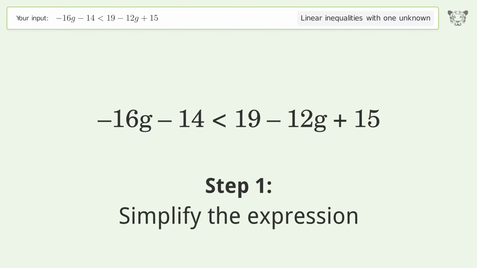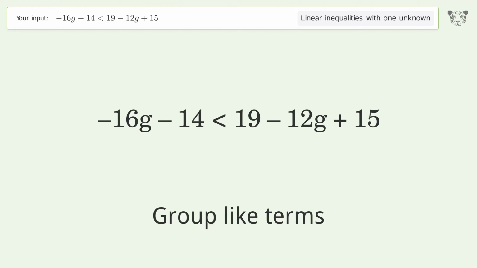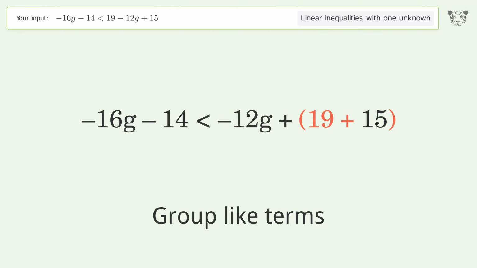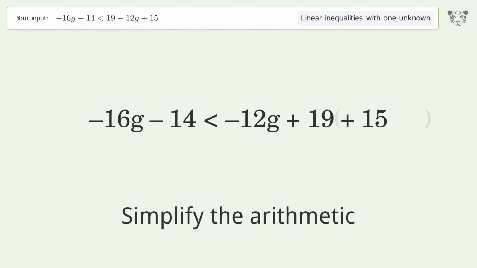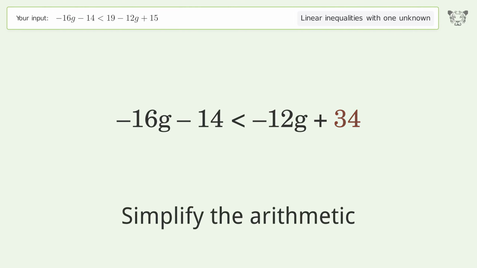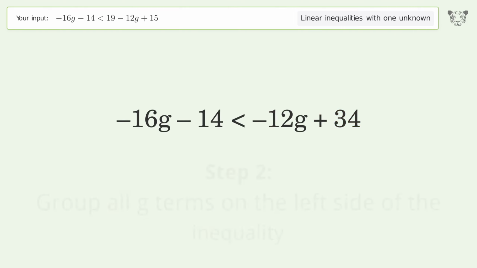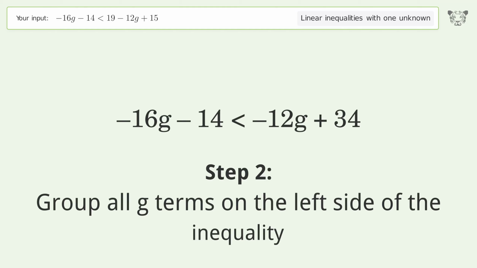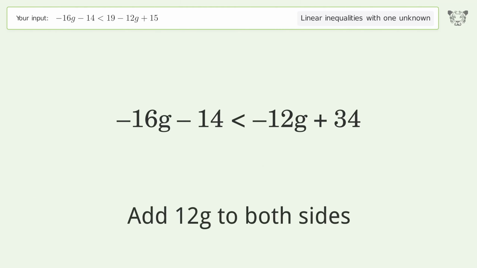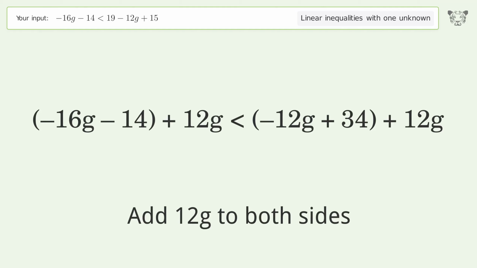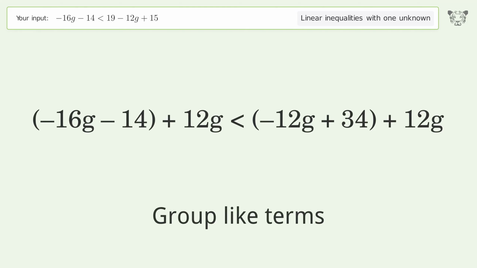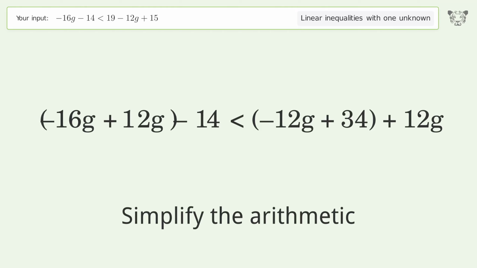Simplify the expression. Group like terms. Simplify the arithmetic. Group all g terms on the left side of the inequality. Add 12g to both sides. Group like terms. Simplify the arithmetic.